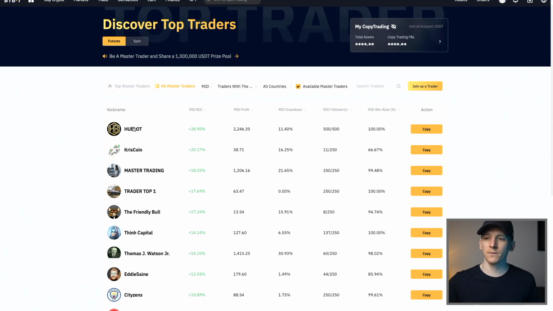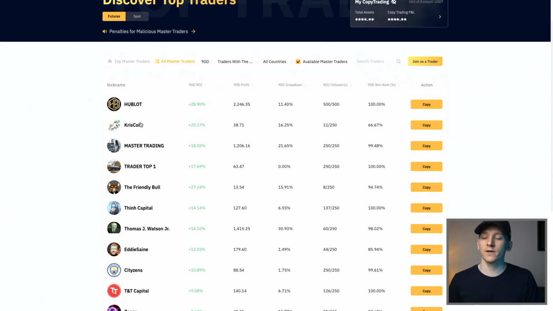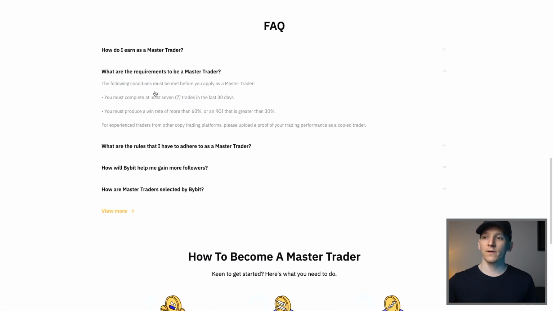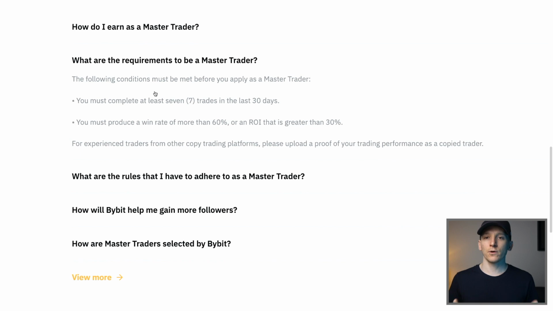Secondly, who are these people? Like, who are these traders? What history do they have? Well, the way that Bybit goes about this is they're just setting up a community platform. So they don't actively manage the traders on the platform.